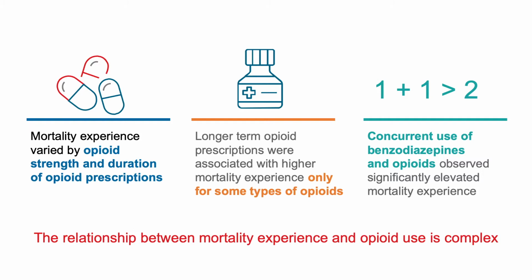However, by taking an objective, data-driven approach, RGA was able to identify 3 key features of opioid use that were associated with different trends in mortality experience. These include the strength and duration of opioids prescribed, the types of opioids prescribed, and the interactions of opioids with benzodiazepines. As a result of this research, we now understand better the relationship between prescription opioid use and all-cause mortality.